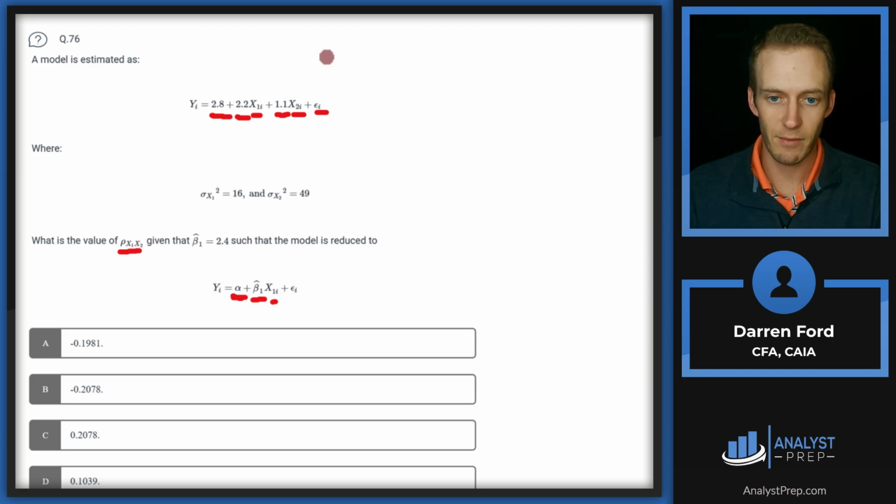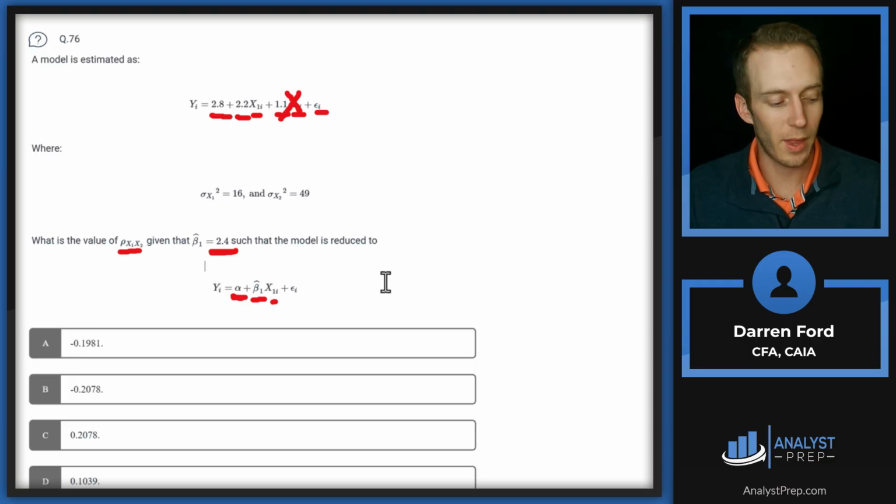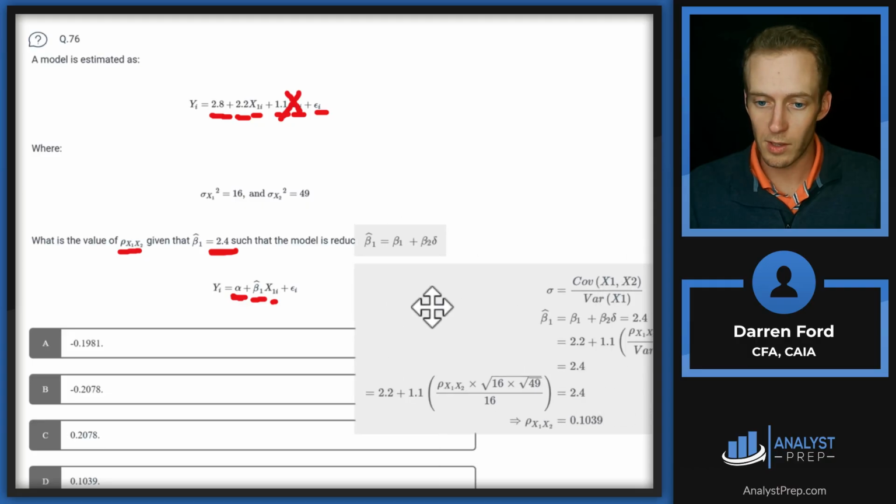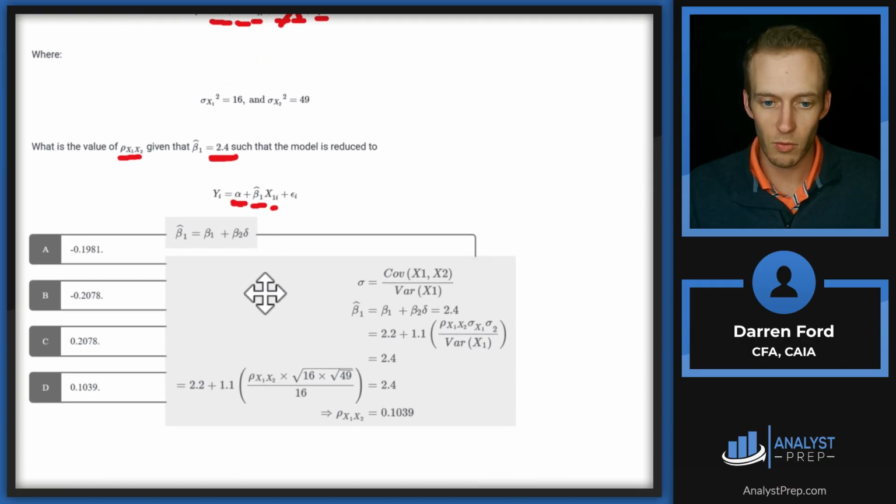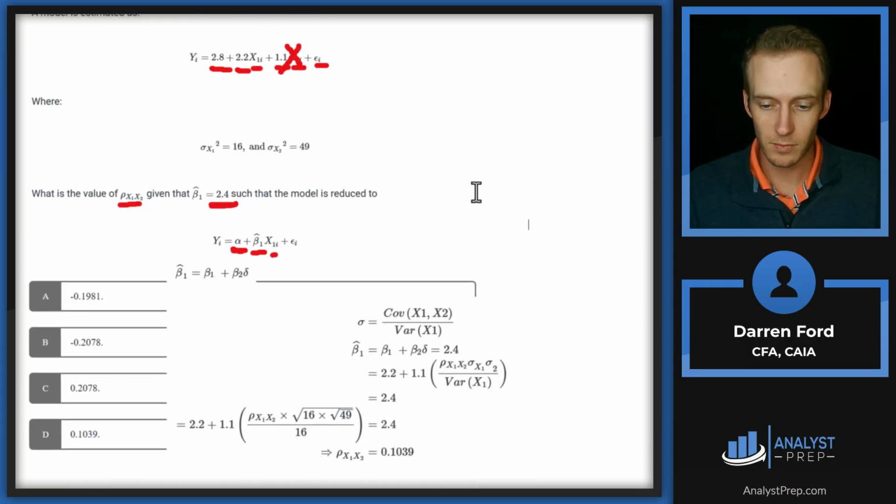But you can see we don't have x2 in that new model. So because we're reducing that model, this is the new B hat. So we essentially need to know, based on this, what's the correlation, so that we need to know this so that we can solve for that correlation. And so because the model was adjusted, we're going to be using the omitted variable formula to solve this. So here's what that looks like.